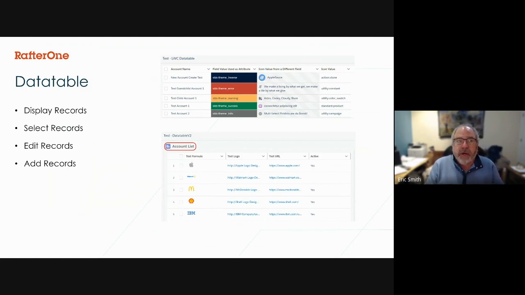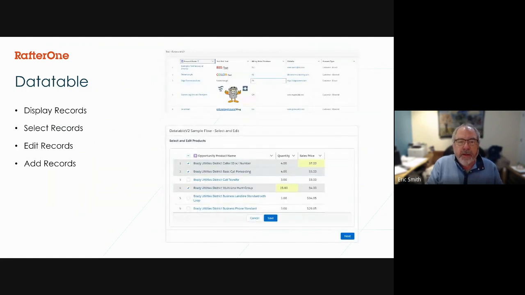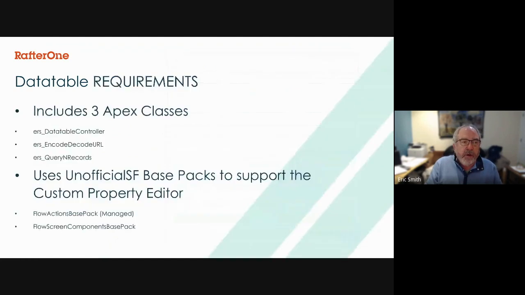So you can display records, select records, edit records, add records. There's a lot of things that you can do. You can even inline edit and select. They don't even have to all be the same records. And then in your flow, you can work with the selected records independently from the edited records. And you can create some pretty powerful flows that way, just from the data or the information that's coming back from the data table.